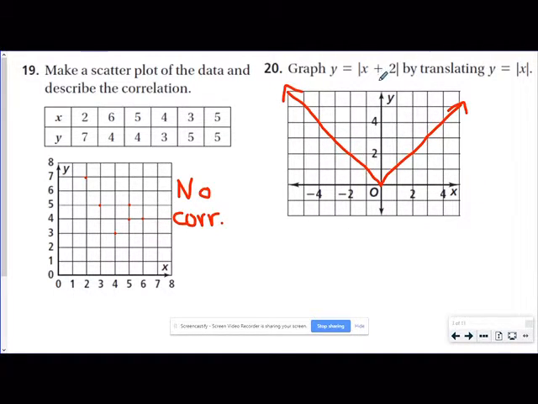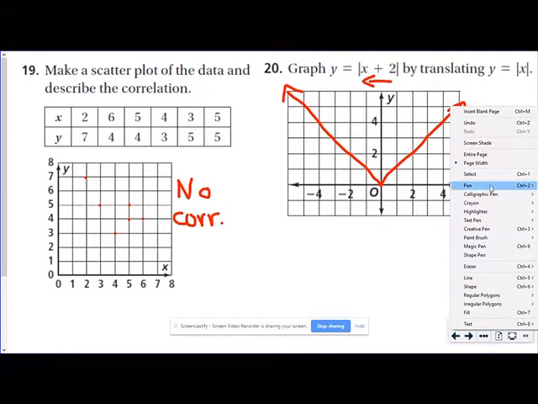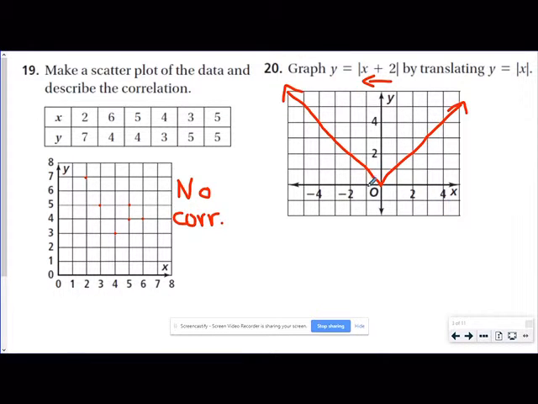And plus 2, this is where things get weird when it's on the inside. Plus 2 is actually telling you to move to the left 2 units. So let me change colors here. Y equals the absolute value of x plus 2 would actually be going right here. You're just moving that entire graph 2 units to the left.